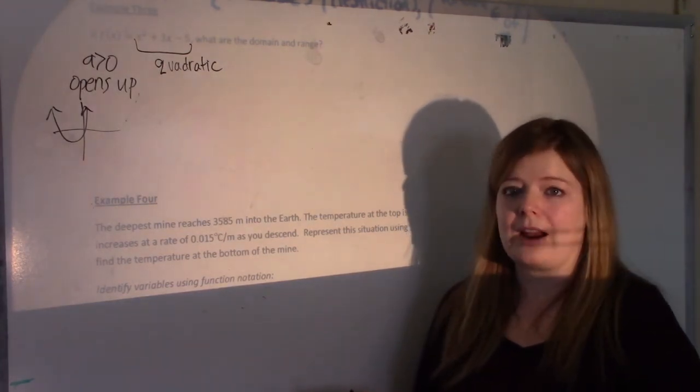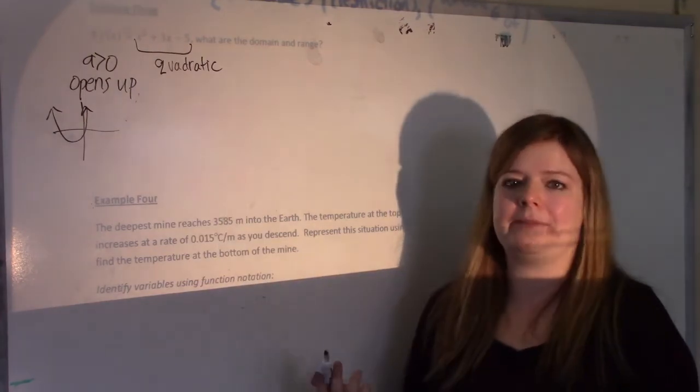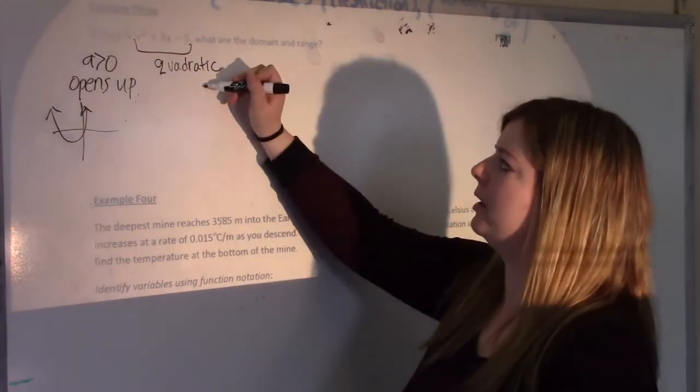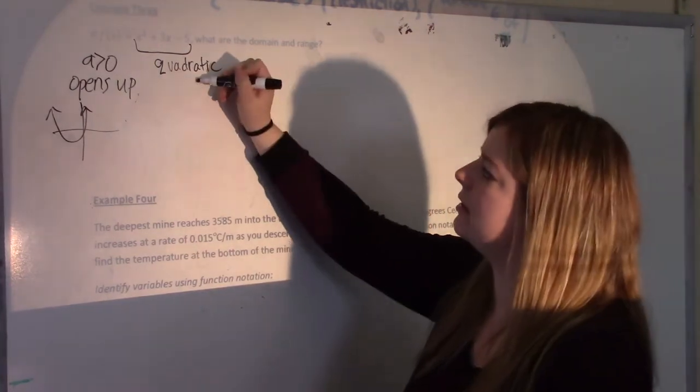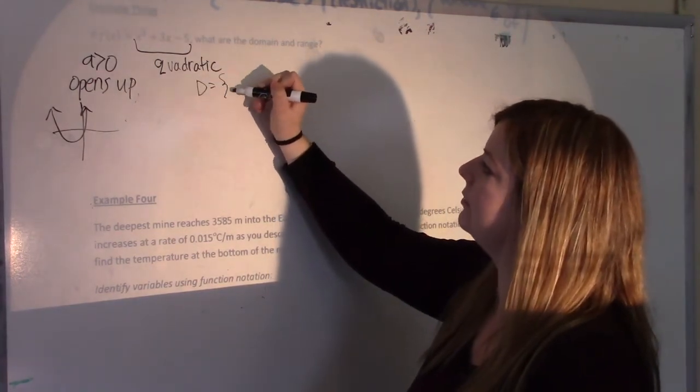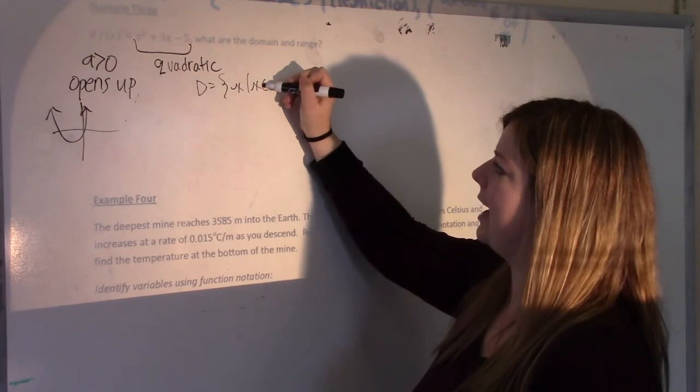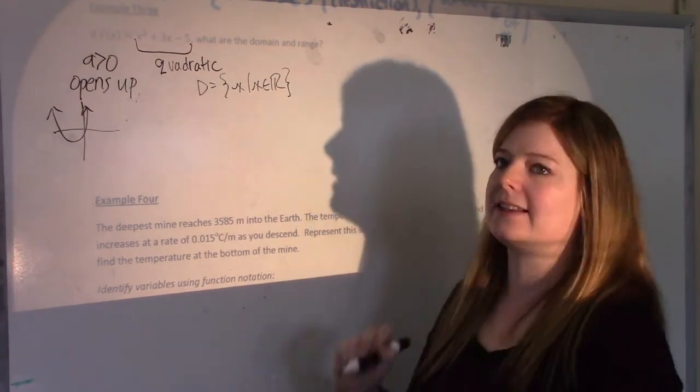So we know that a parabola can have the domain of any real number. You can put anything into that function, nothing's going to break it. Any x value works. So your domain is x such that x is in the set of all real numbers.